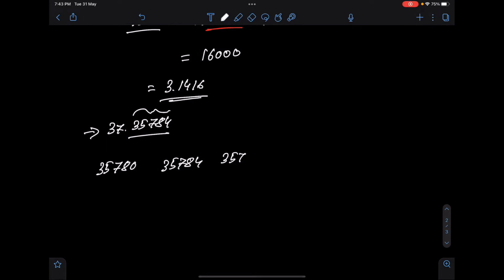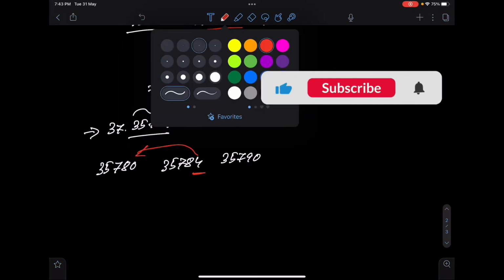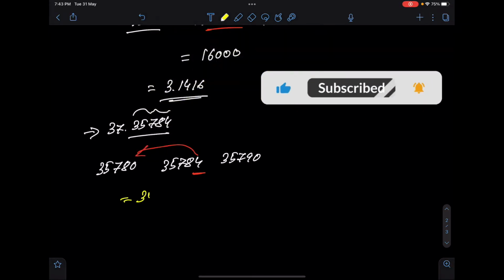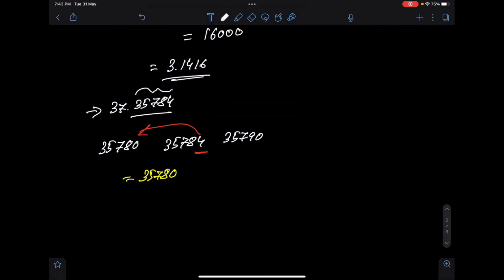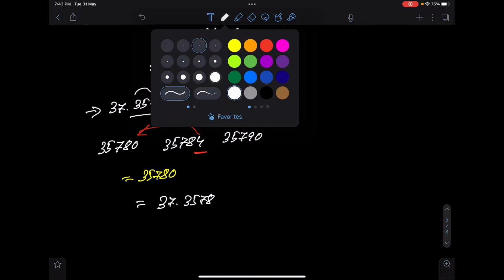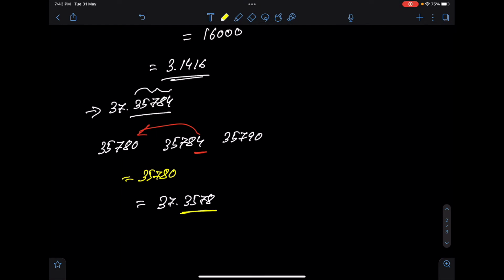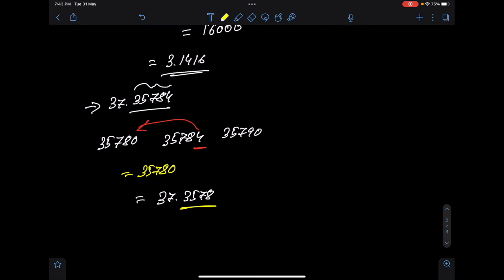Now where do we go? The last digit we check, that is 4, will be flowed down, and the new decimal we'll get is 35780, and so the new decimal after formation becomes 37.3578. So we have 4 digits after the point, as you can see here. That's how we round off, that's how we do nearest 4 decimal point round off.